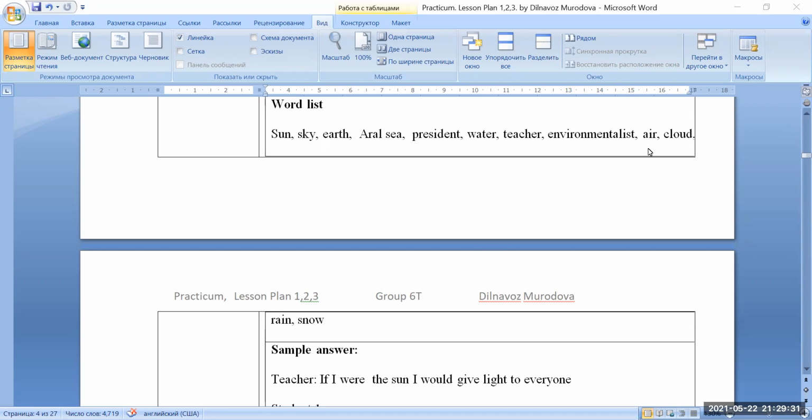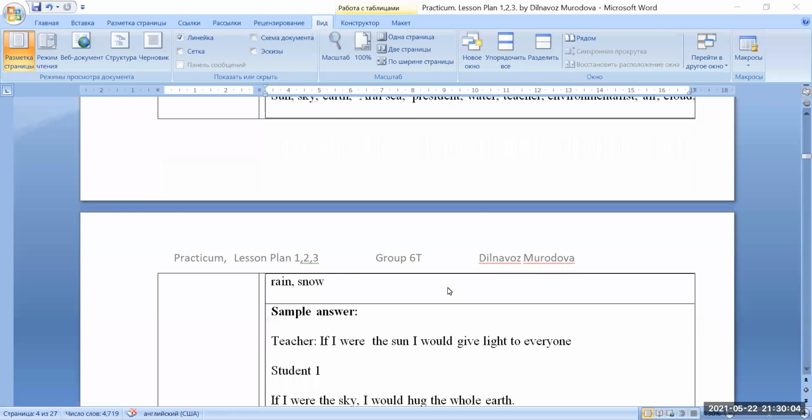What would you do if you were air? If I were air, I would give freshness to people. Freshness. Okay, thank you. Aziza, what would you do if you were a cloud? Yeah, cloud. What would you do if you were a cloud? If I were a cloud, I would pour a lot of water on Earth. Yeah. And I think that's enough.